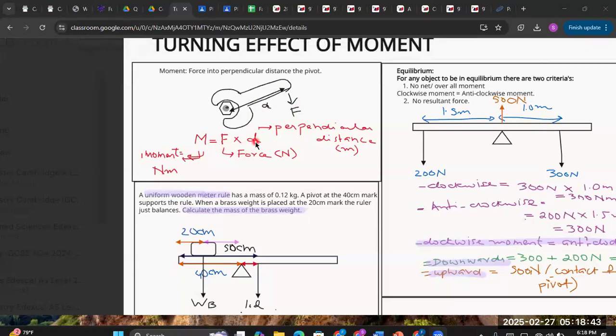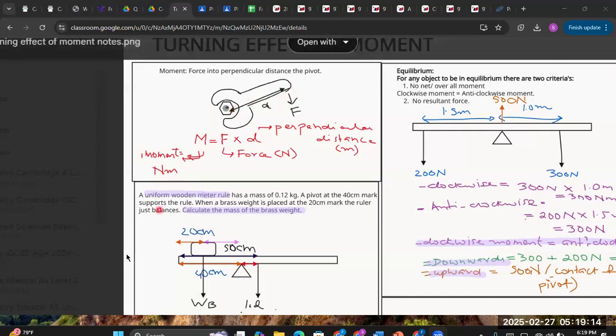Now I don't know if this is something you have ever thought about or not, but the question that might come in your head is that when we talk about work done, work done is also force into distance. Turning effect of moment is also force into distance. So what is the difference between work done and turning effect of moment? When we talk about distance in turning effect of moment, we always have perpendicular distance.